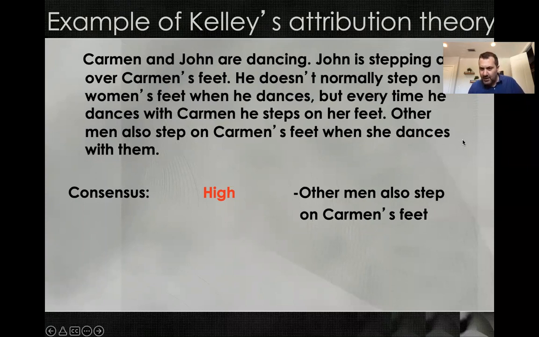I'm just reading questions in the chat. You'd be making an external attribution for John, but an internal attribution for Carmen. Yeah, so in this specific question, I'm asking about an attribution for John's behavior, but we could flip it. We could say, why is John stepping over Carmen's feet? And how do we explain Carmen's behavior, why things are going bad? So we could make an attribution for Carmen as well.